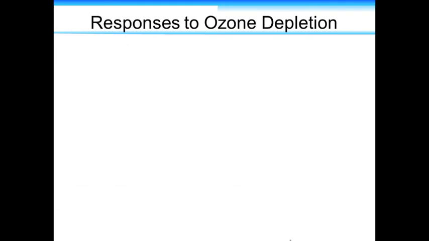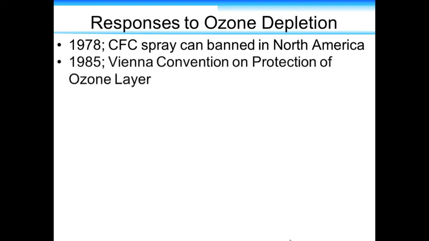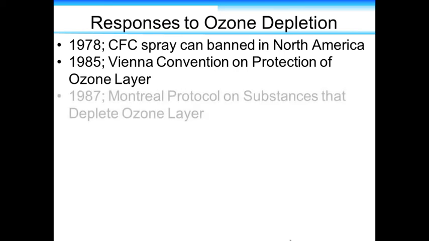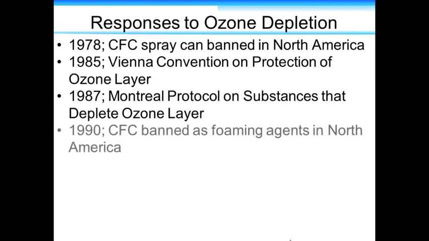So what have we done in response to the ozone depletion? Well, in 1978, we banned CFC as a propellant for spray cans. In 1985, there was a convention to put together policies to protect the ozone layer. And then in 1987, the Montreal Protocol on substances that deplete the ozone layer was passed and agreed to globally. And then in 1990, CFCs were banned as foaming agents in North America.